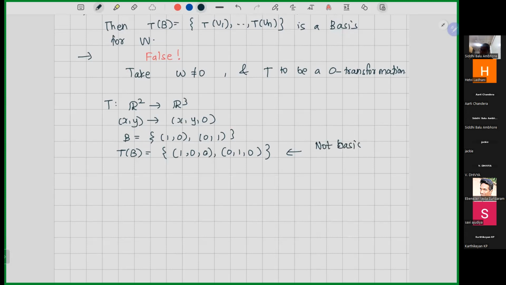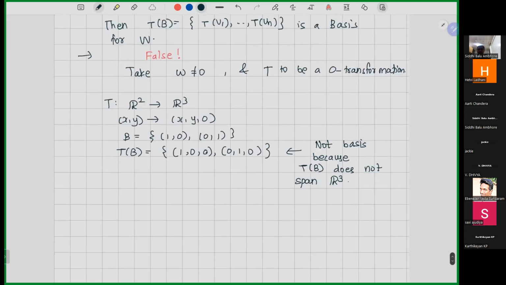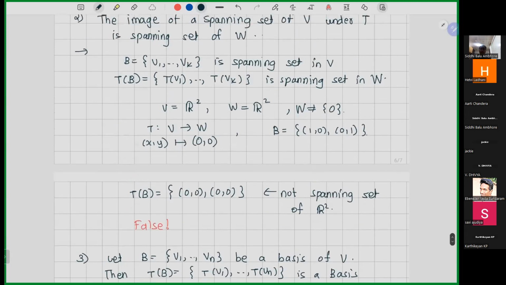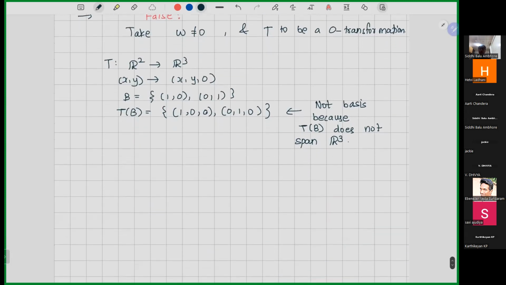Yes, Jackie said that this is not a basis of R3. And why not a basis? Because T(B) does not span. Exactly. Jackie said that this does not entirely cover R3. So this does not span R3. So this is a non-trivial example for spanning. We can use the same example to show that T(B) is not a spanning set for R3, and we need not have the zero map.